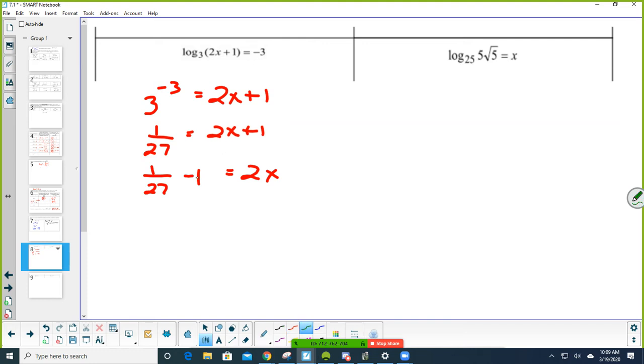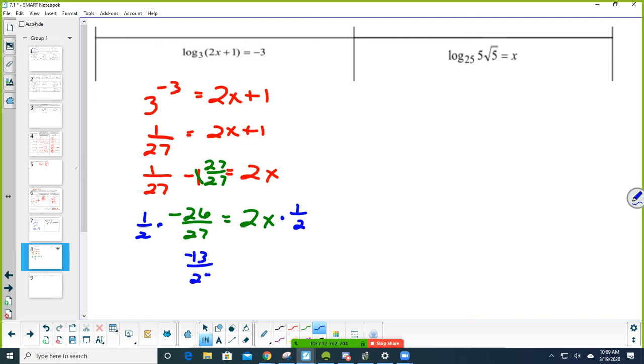And I know I can replace this with 27 over 27. That's the same thing as 1. 1 minus 27. And then come in here and multiply both sides by the reciprocal of 2, or you can divide both sides by 2, however you want to do it. And I end up with negative 13 over 27 equals x. So I'm going to give you a little bit of time to take a look at that.